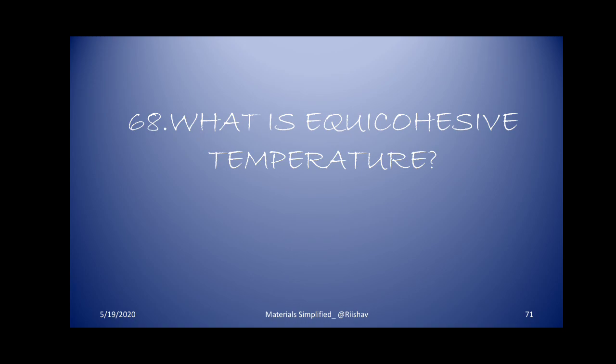At the temperature when both are of equal strength, we call that temperature the equicohesive temperature. Note, this is different from ductile to brittle transition temperature. Ductile to brittle transition temperature occurs mainly because of rapid cooling, like a sudden change of temperature, so a ductile material also fails as brittle, but this is different.